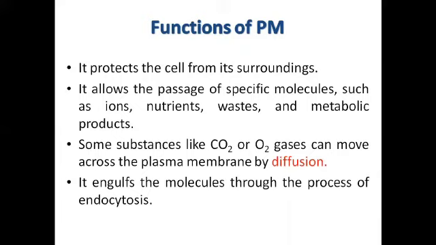As we have already discussed, the plasma membrane is selectively permeable, so it will allow specific molecules to pass through it only. Some substances like carbon dioxide and oxygen can also move across the plasma membrane by the process of diffusion. And what is the process of diffusion? Through diffusion, the substances move from their higher concentration towards their lower concentration. So carbon dioxide and oxygen will move according to the concentration gradient through the plasma membrane.